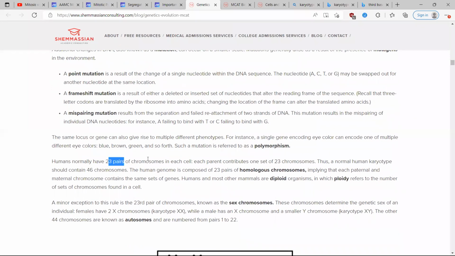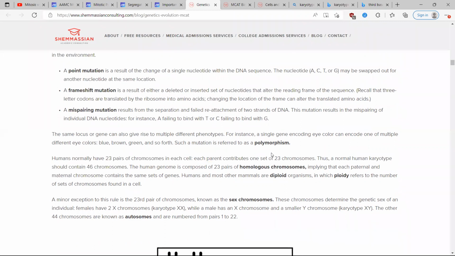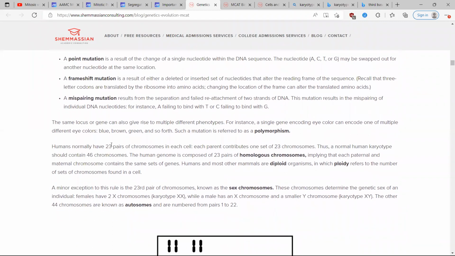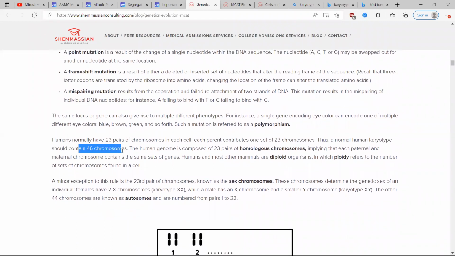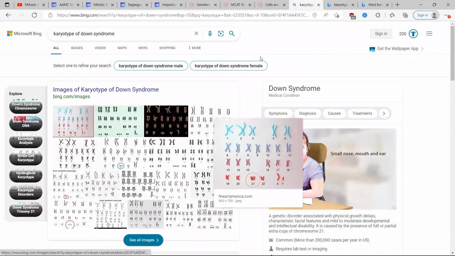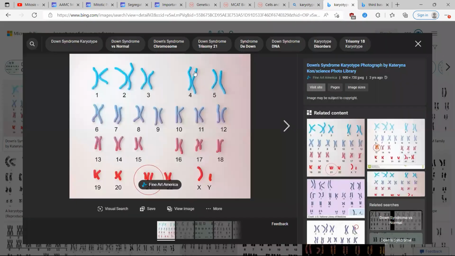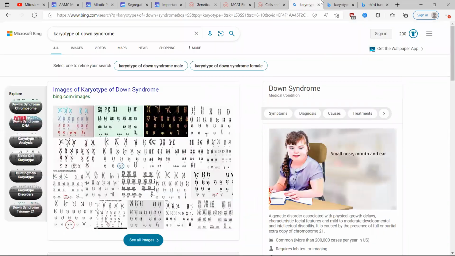Normally we have 23 pairs of chromosomes in each cell, and that gives us 46 chromosomes. Each pair has the same chromosome, as we saw in that karyotype. This is a pair of chromosomes, and we have 23 pairs, and 46 chromosomes in total.